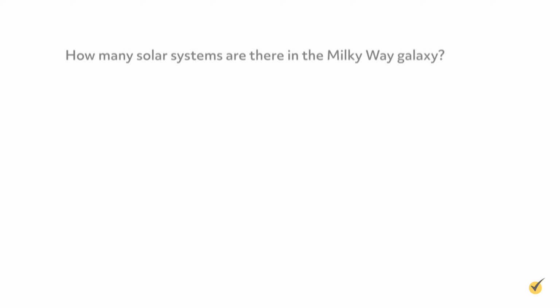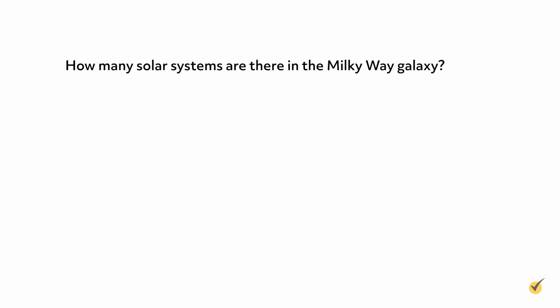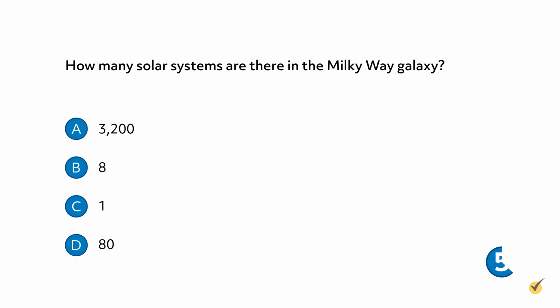Now, before we go, let's look over a few review questions. Number 1. How many solar systems are there in the Milky Way galaxy? A, 3,200, B, 8, C, 1, or D, 80?